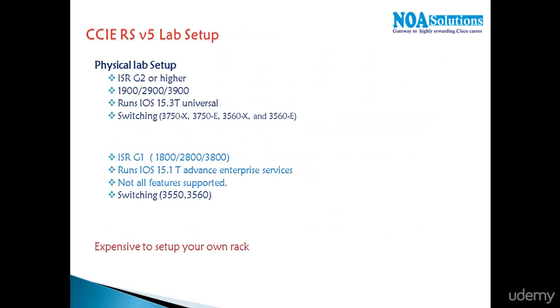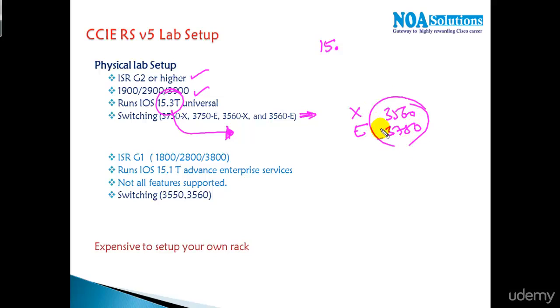Now, if you are planning to set up your own rack, you will be using 15.x IOS versions. So you will be using ISR G2 routers, either 1900, 2900 series or 3900 series routers with some 15.3 IOS versions. If you're using switching, you'll be using X series or E series switches, either 3560 or 3750 switches, as listed here. So this is a recommended hardware setup where you can test each and every feature, 100%, almost all the features can be tested in this environment.